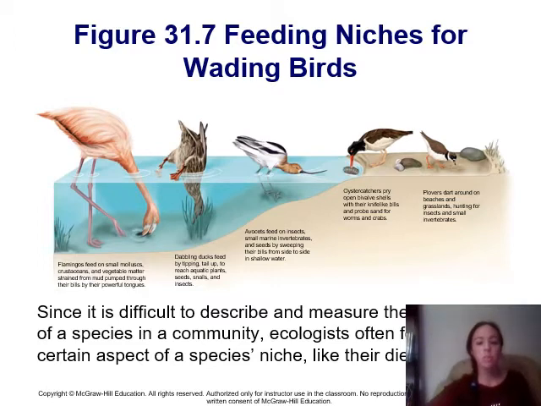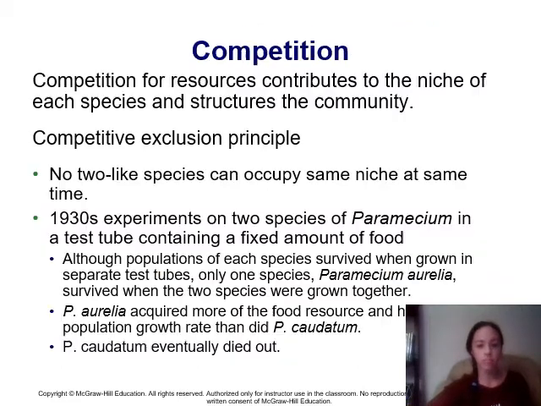Plovers dart around beaches and grasslands, hunting for insects and small invertebrates. Competition for food, habitat, and mates within a community helps structure the diversity and richness of the species found within that community. This was seen within an experiment performed in the 1930s with two species of Paramecium. Paramecium caudatum was grown in one test tube, and Paramecium aurelia was grown in another test tube. Both populations flourished within their own test tube.